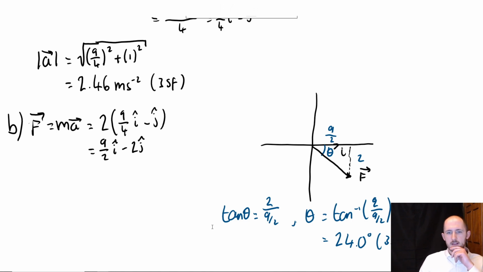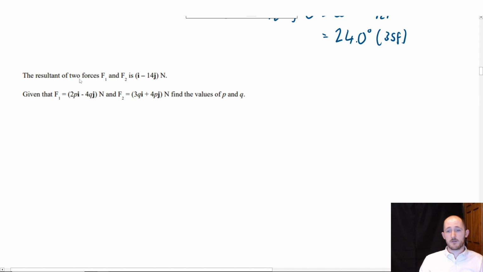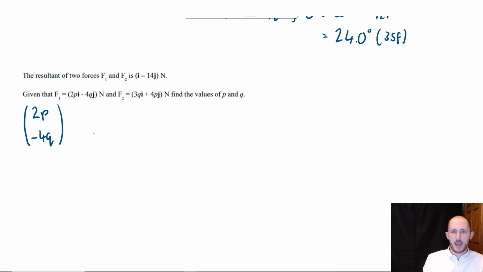Okay, perfect. So let's go on to the next one. Question 4. It says the resultant of two forces is i minus 14j. Given that F1 is 2p i minus 4q j and F2 is 3q i plus 4p j, find the values of p and q. So we're going to do the exact same thing again. I'm going to turn them into column vectors. So F1 is going to look like this, 2p and minus 4q. And if it's a resultant, that means you're going to be adding the forces together. So that'd be 3q, 4p equals 1 and minus 14.